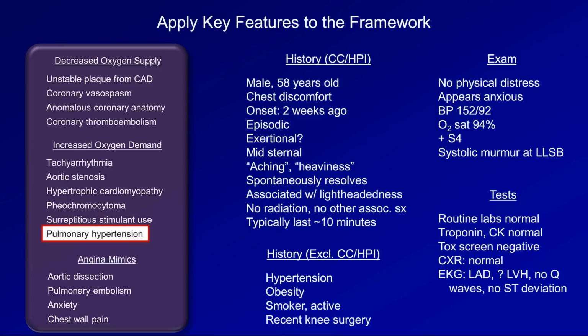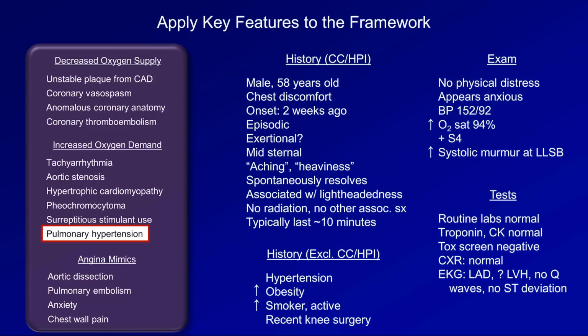Pulmonary hypertension is an interesting consideration. Two historical key features argue for this: his obesity and his smoking, which can lead to OSA and/or obesity hypoventilation syndrome, and COPD respectively, all of which can cause pulmonary hypertension primarily through the mechanism of hypoxic vasoconstriction. Two exam features also argue for it: his hypoxia and the systolic murmur, the description of which is most consistent with tricuspid regurgitation, which is always seen in severe pulmonary hypertension.